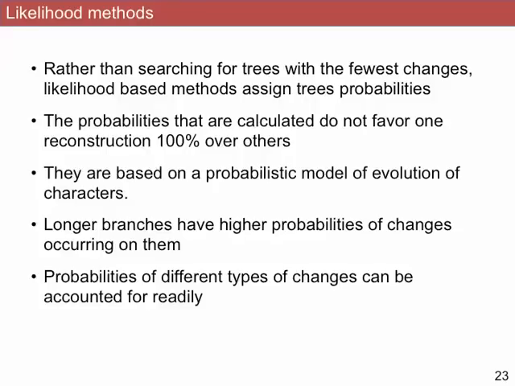So I mentioned these 3 assumptions. Characters might be treated differently. Types of changes might be treated differently. Branches might be treated differently. Likelihood methods allow you to deal with these variances much more accurately.